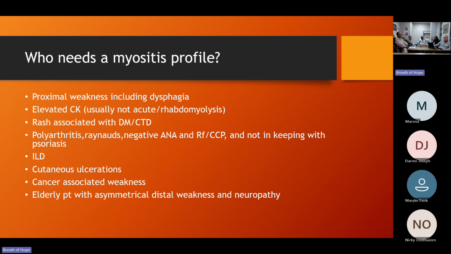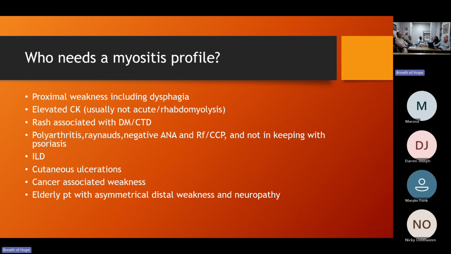Right. Obviously, rash associated with dermatomyositis or other autoimmune diseases. Then in patients who you've picked up polyarthritis, Raynaud's, and maybe you thought that this patient was going to have lupus, but now you found a negative ANA. This is important because a lot of those antibodies we're looking at are found in the cytoplasm. So often the ANA comes back negative.